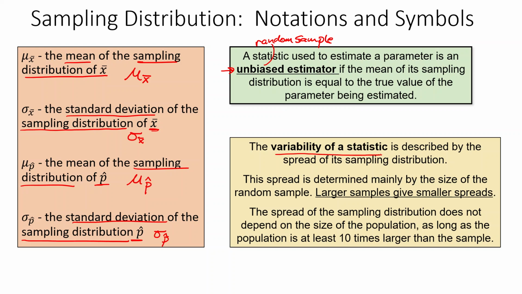And the variability of a statistic is described by the spread of its sampling distribution. All right, so again, larger samples give smaller spread. So the standard deviation gets smaller with the sample size. It doesn't care at all about the population. So the size of the population does not affect the standard deviation at all. There is this little 10 times larger thing, but we're not going to worry about that right now.